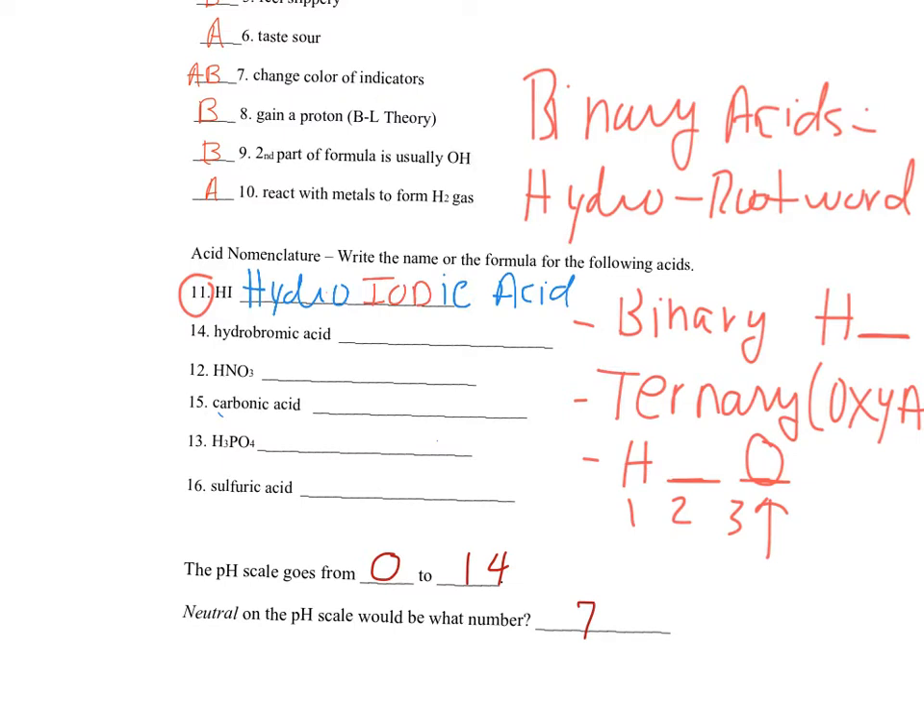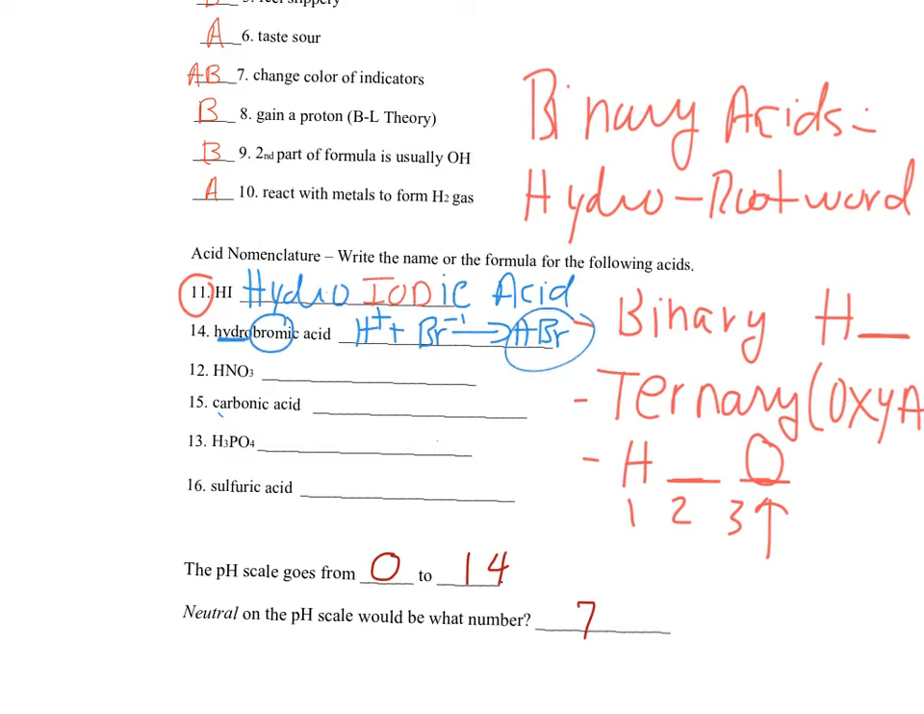Number 14 is working backwards. It starts with the word hydro, so we know that we're looking at a binary acid that has the root word brom. We go to the periodic table and we see that that could only be bromine. Bromine has a charge of -1, so we add hydrogen to that, and we make our formula HBr.